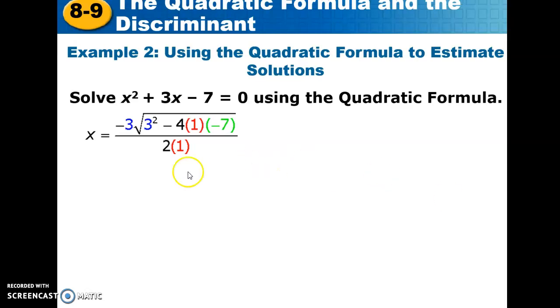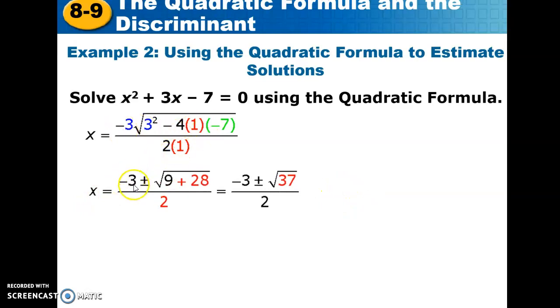This is one where it's not quite as pretty. All right, we've got, and they forgot the plus or minus here. We've got 1 for our A, 3 for our B, and negative 7 for our C. They forgot the plus or minus here.